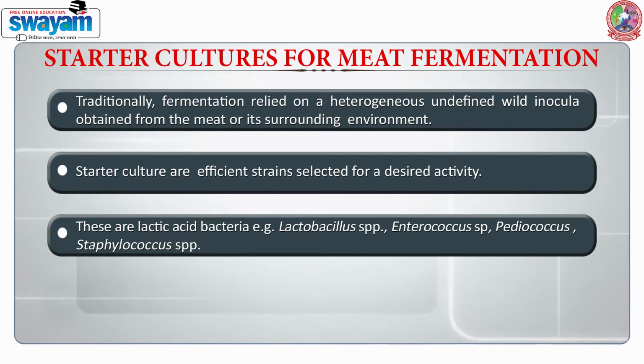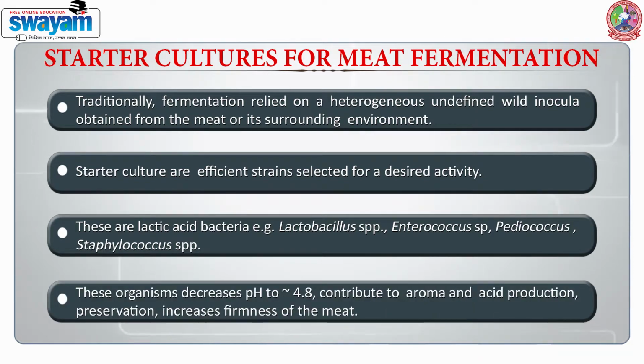The contribution of these organisms is to decrease the pH to a value nearly 4.8, and they also contribute to the aroma of the product. They help in the preservation and increase the firmness of the meat.